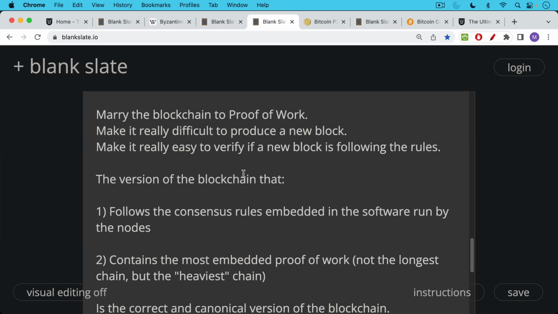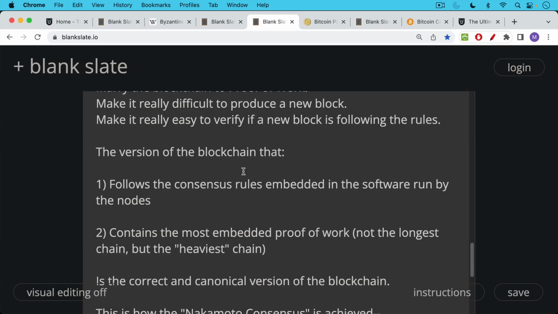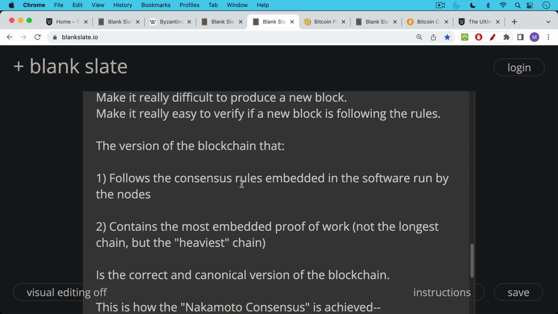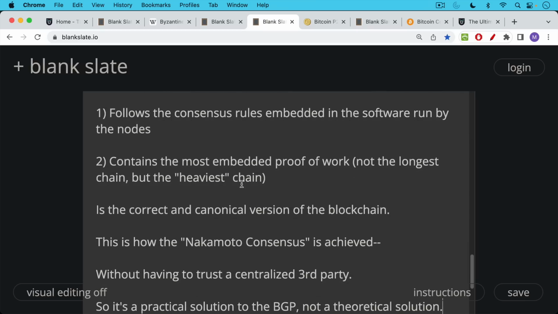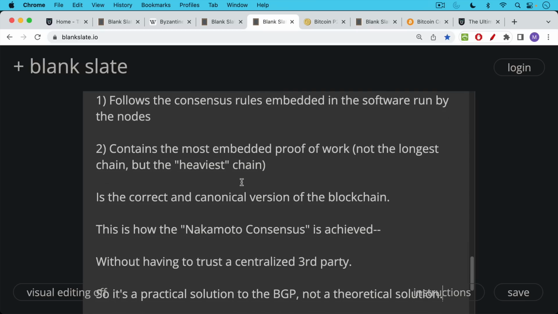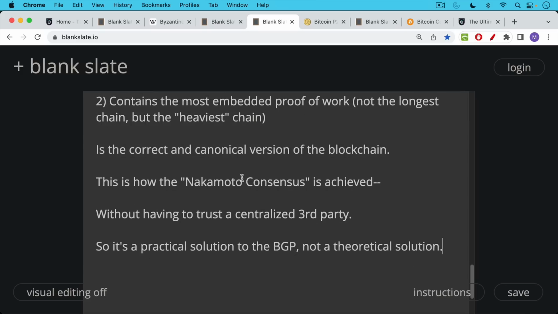The version of the blockchain that follows the consensus rules embedded in the software run by the nodes, and the version of the blockchain that contains the most embedded proof of work, not the longest chain, but the heaviest chain, is the correct and canonical version of the Bitcoin blockchain. And this is how Nakamoto consensus, as it's called, is achieved without having to rely or trust a centralized third party. So it's a practical solution to the Byzantine Generals problem and not a theoretical solution.